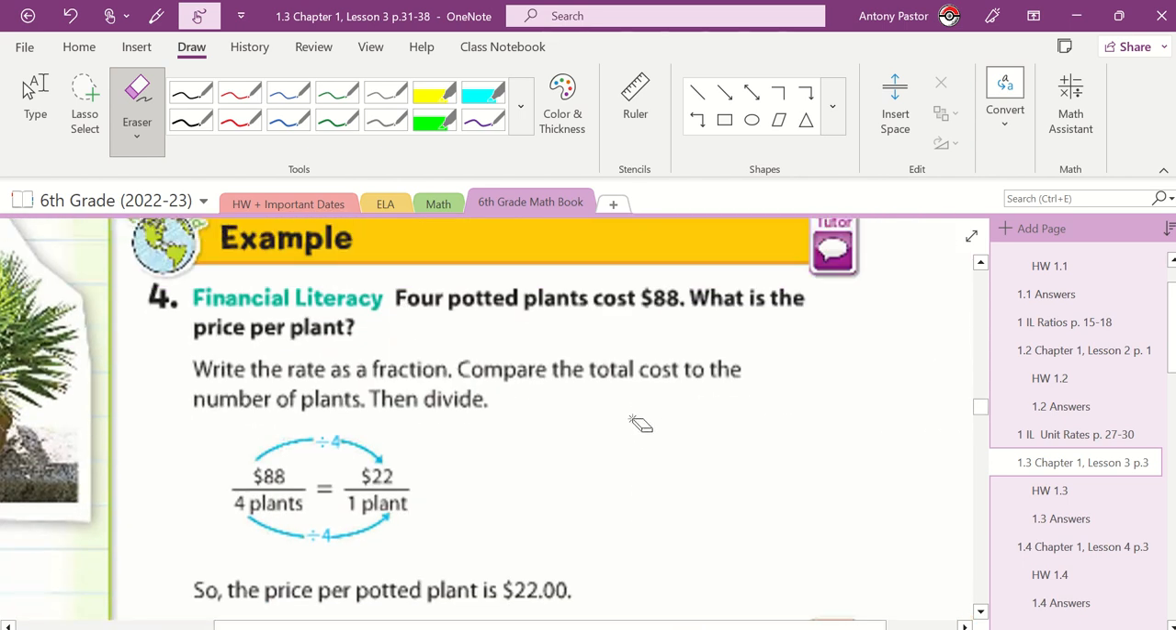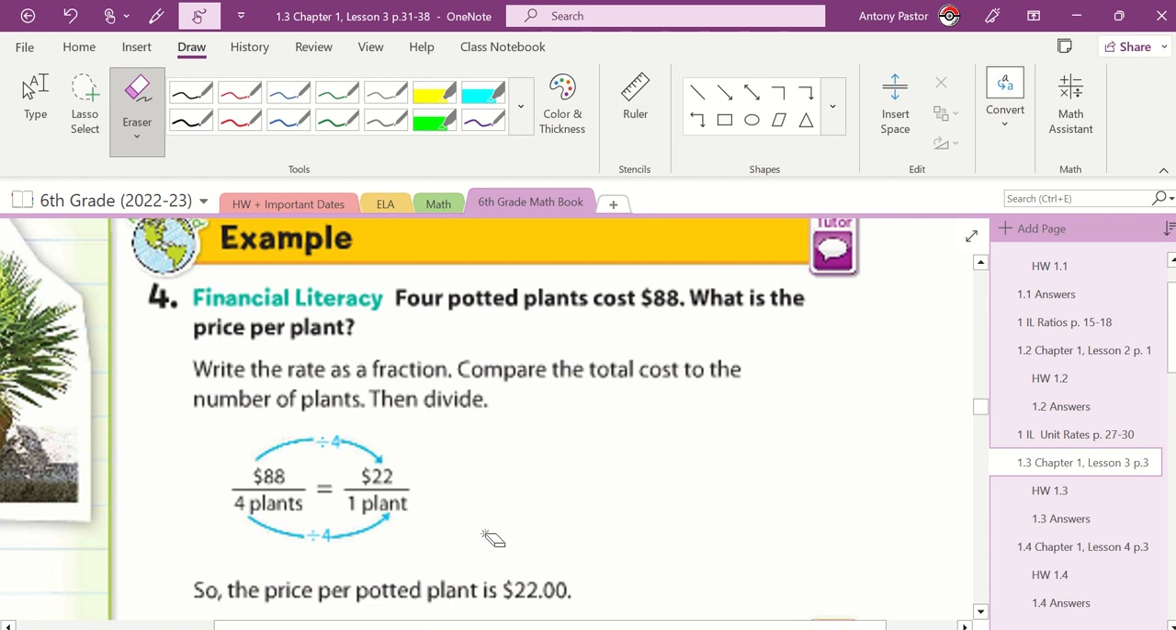Example, 4 potted plants cost $88. What is the price per plant? 4 plants cost $88. They want the cost per plant, hence why the plant is the denominator. I need to divide 4 by 4 to get 1, and I need to divide 88 by 4 to figure out what the price is per plant. I divide by 4, I will get $22. So the price per potted plant is $22.